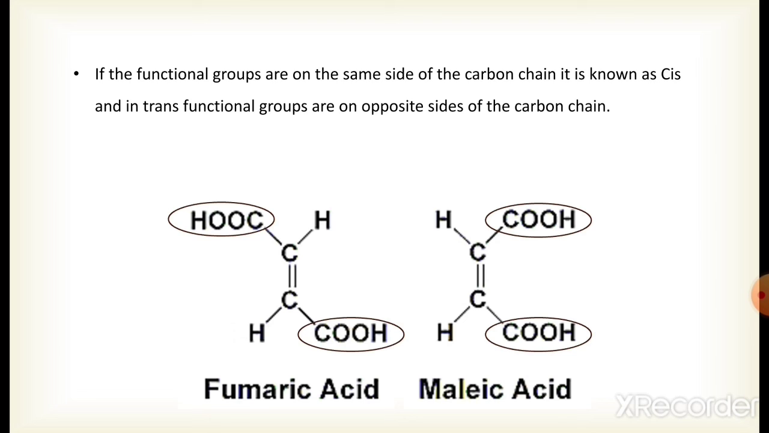Okay, so this one is the second type of stereoisomers. So these are the stereoisomers. Optical, in this we have seen enantiomer and geometrical isomer.